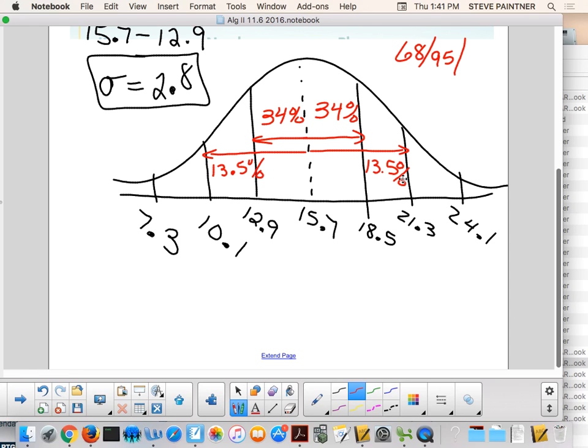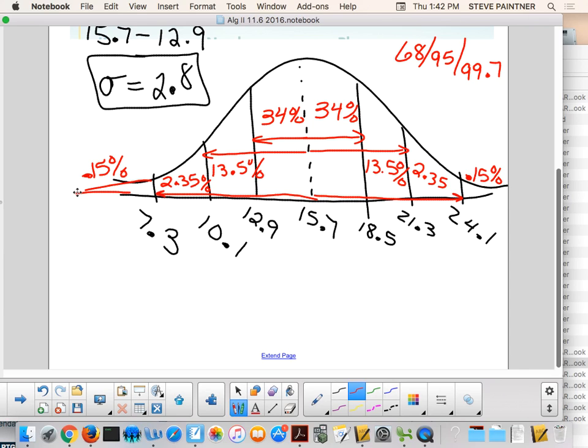You've used up almost all your data. What's left when you go 3 standard deviations out? How much data did you use up? 99.7. Almost all the data has been used up now. Anybody want to say it? 2.35% and 2.35%. Okay. And then finally, there's so little left. The percentage that's left is 0.15%. Okay, that's it. Now, answer the questions.